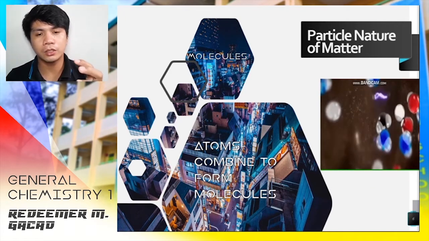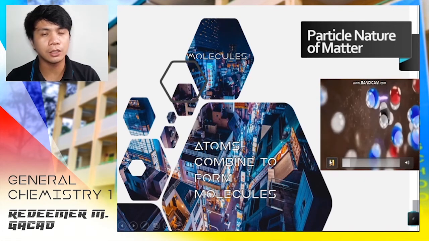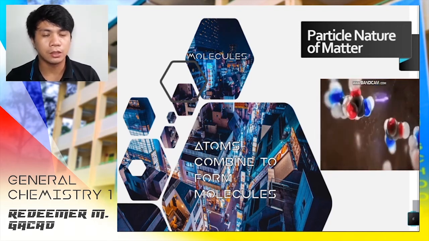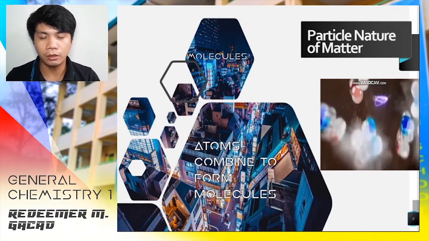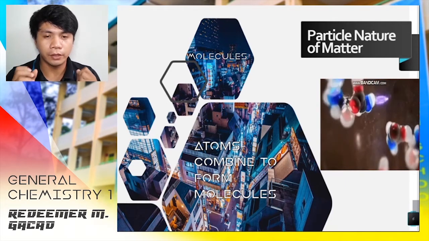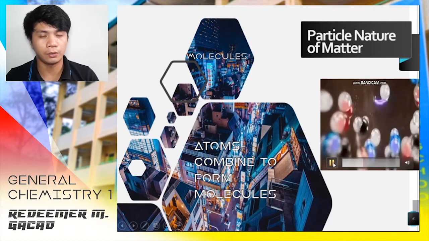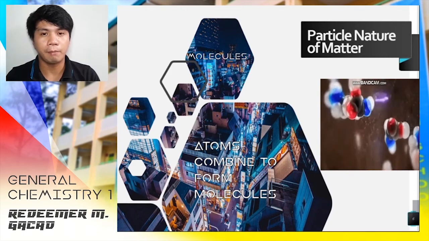Example, oxygen plus hydrogen can make water. What else? Carbon plus hydrogen plus oxygen plus nitrogen can make the organic compound we call amino acids that is necessary for life. So, the combination of different types of atoms can create different kinds of substances. That's why there are thousands of substances around us. So, those are the three particles that make up matter.